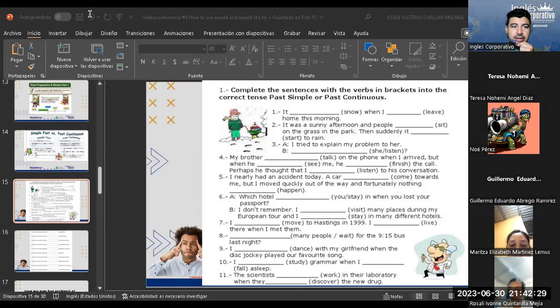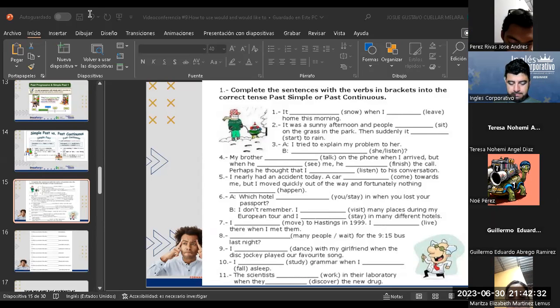A ver si me puede enviar esta captura, please. Sí, José, dime.